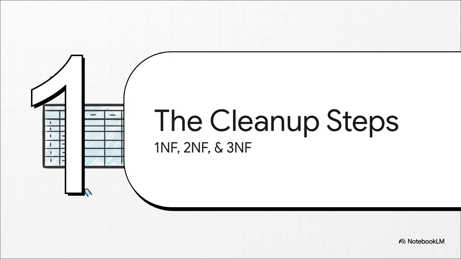Okay, so with that idea of dependency in our toolkit, we're ready for the cleanup. Normalization is done in a few stages, which are called normal forms. We're going to walk through the first three, 1NF, 2NF, and 3NF, which honestly will solve the vast majority of problems you'll ever run into. Let's start with step 1.